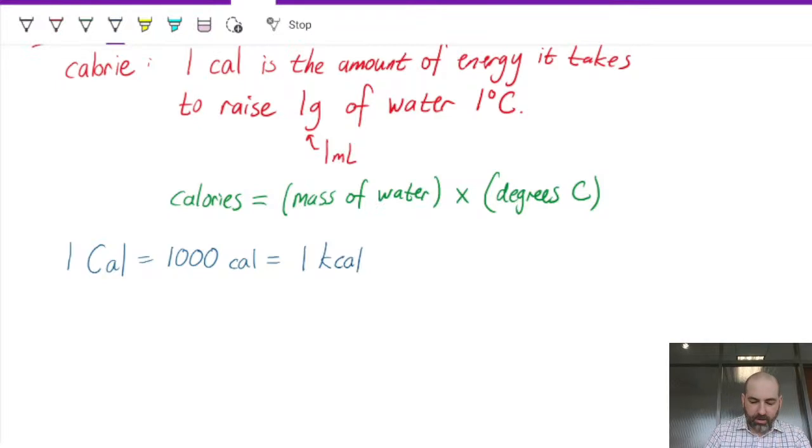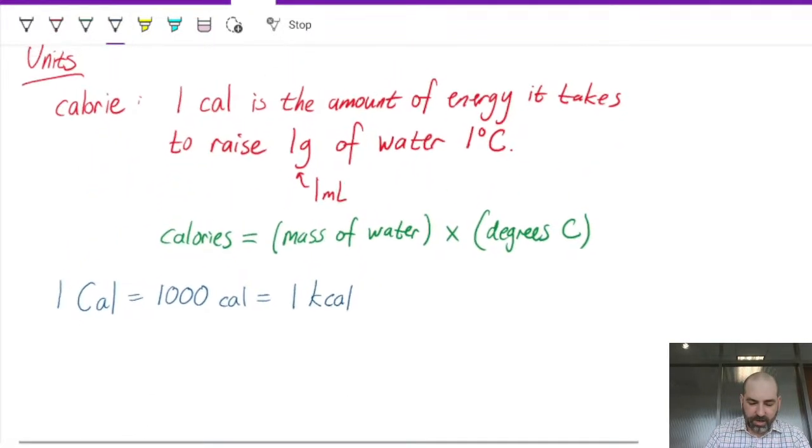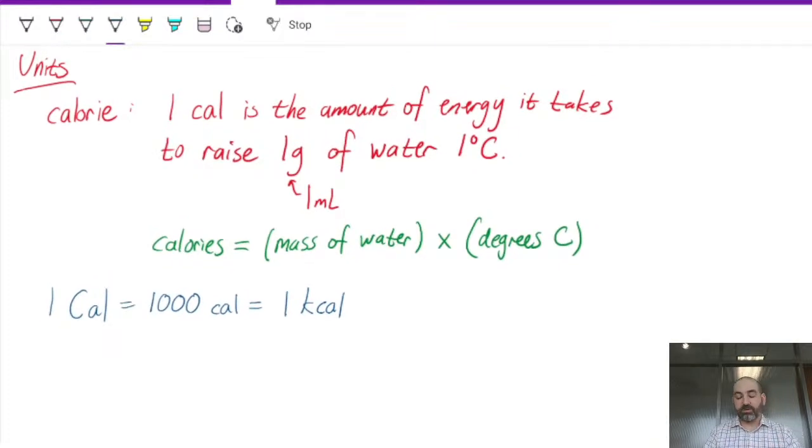So a couple notes about those experiments, and we'll talk about this more when we get to the food next week too. So the food, you can burn it, you can release all that energy, and you can measure how much energy is released. But that's not always necessarily correlated to like the energy that it's used for in the body.